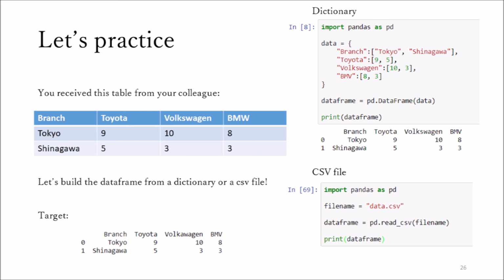If you have a code something like this on the right hand side of the slide, then congratulations. You mastered how to build a data frame from multiple types of data today.